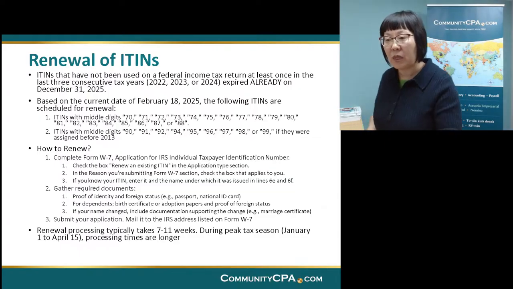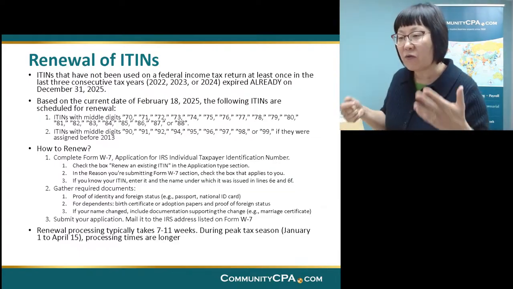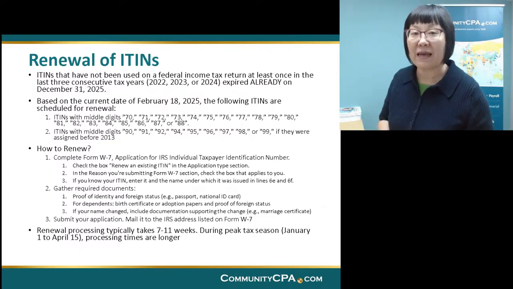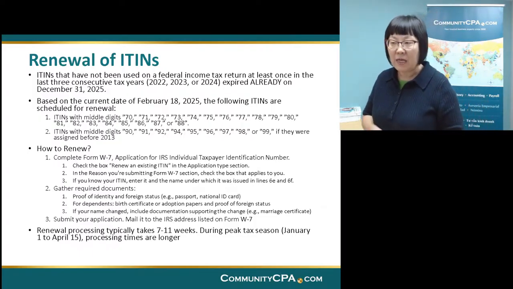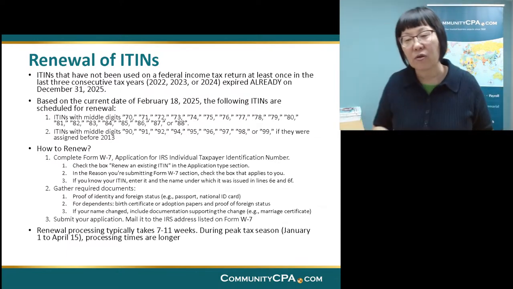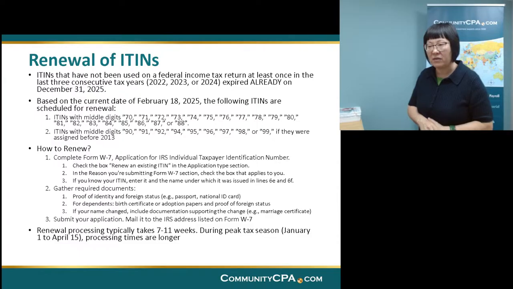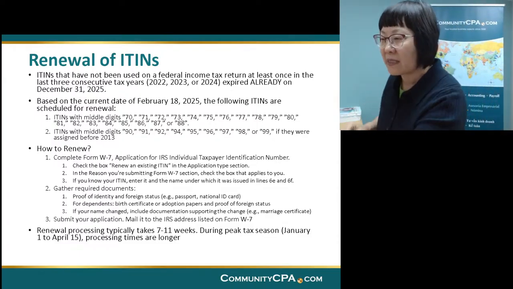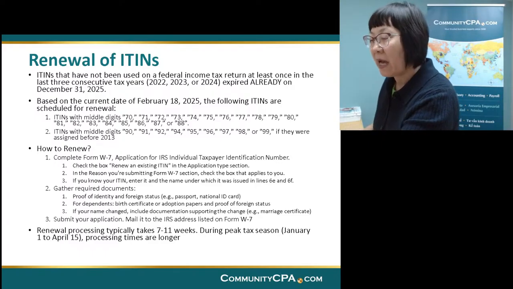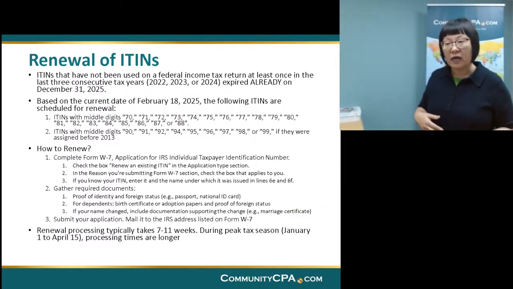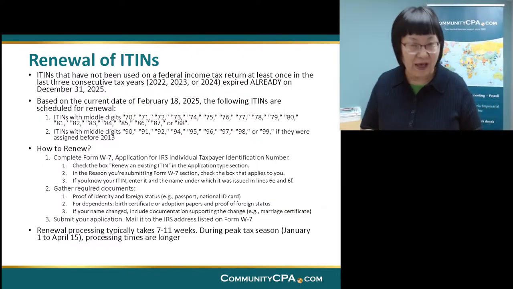So my first bullet point is to say that if in 2022, 2023, 2024, you did not use the ITIN to file anything, then it expires on December 31st, 2025. So it's not expired yet. I changed the slides. I forgot to delete it. I forgot to change the sentence, the tense, into will expire on December 31st, 2025.